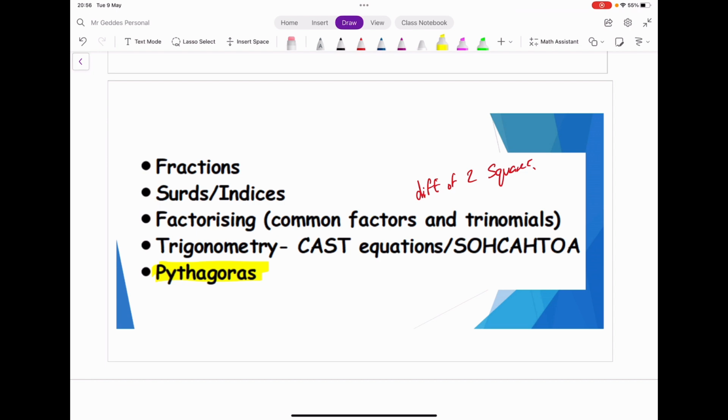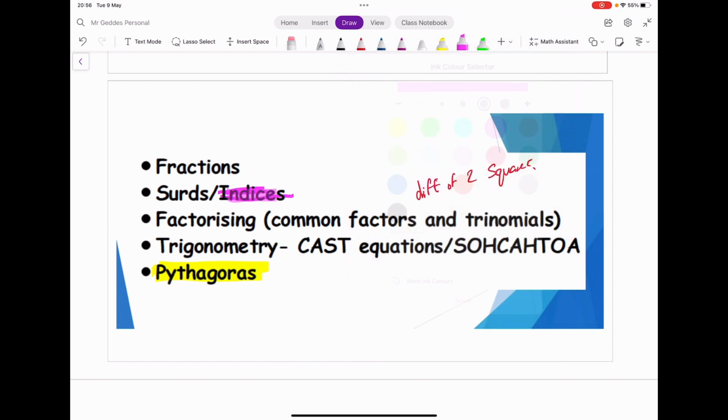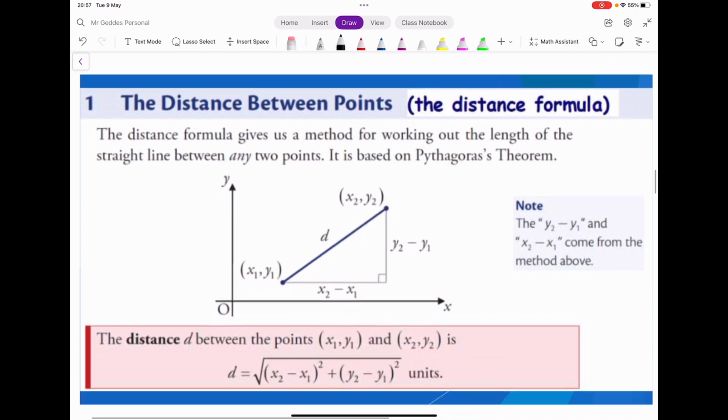And one of the big ones I would say is indices. It plays a big part in higher maths, big part. So if you aren't great with indices, now's the time to go back and sort it out, do a wee bit of extra practice so that you get back up to speed. Okay, so let's get started.